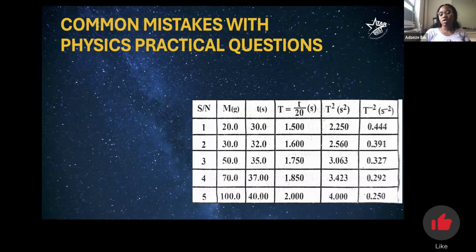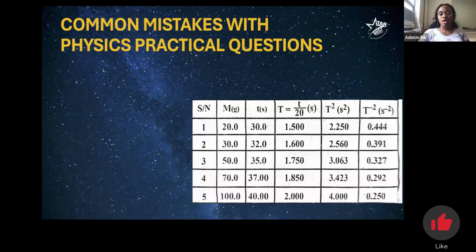You also have to square that value. So you provide that in the table, the square of the period with the units. Then there is T raised to the power minus 2. You also provide that value with the units.